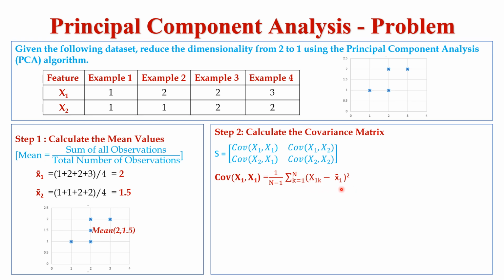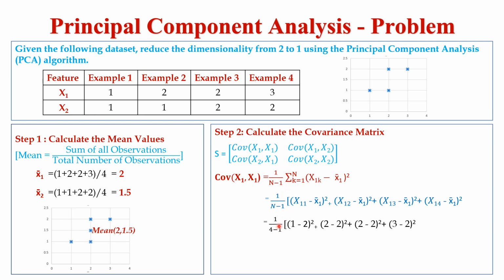So now we have to expand this formula. That is 1 divided by n minus 1 into (x11 minus x1 bar) the whole square plus (x12 minus x1 bar) the whole square plus (x13 minus x1 bar) the whole square plus (x14 minus x1 bar) the whole square. Now we have to substitute the values in this formula. We know that n is nothing but the total number of examples. We have 4 examples here, so 1 divided by 4 minus 1.